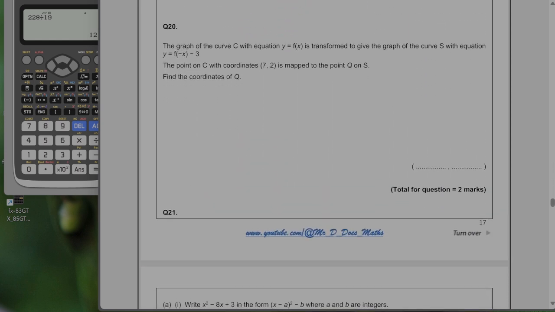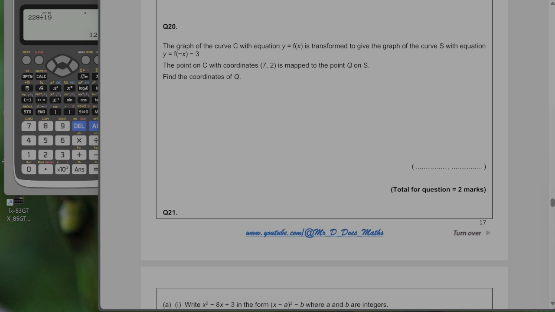Right, question 20. The graph of the curve C with the equation y is equal to f of x is transformed to give a graph of curve S with the equation y equals f of minus x minus 3. The point P on C with coordinates 7, 2 is mapped to the point Q on S. Find the coordinate of Q.